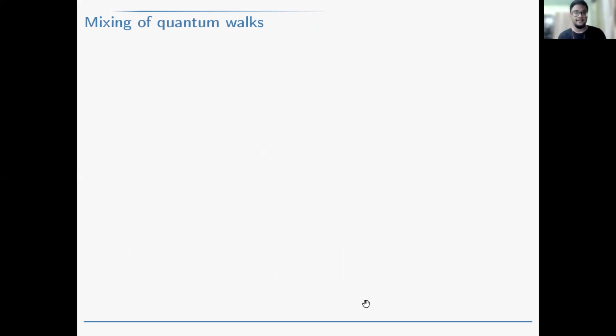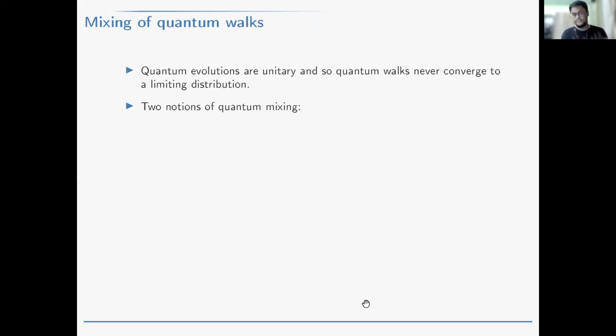Having given that introduction to quantum mechanics, I'll move on to the problem of mixing for quantum walks. Before I talk about mixing in the quantum scenario, I have to define what quantum walks are. As I mentioned, quantum evolutions are unitary. You have some initial quantum state and you apply this matrix exponential of minus iHt, which is a unitary matrix. Unitary operations are just rotations, so they always preserve distance. You never really converge to any limiting distribution.